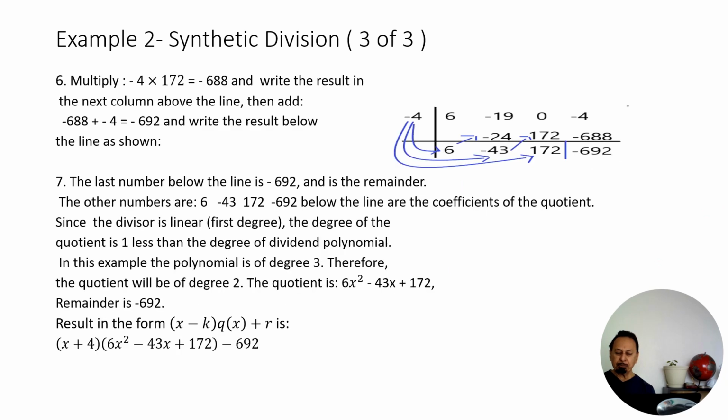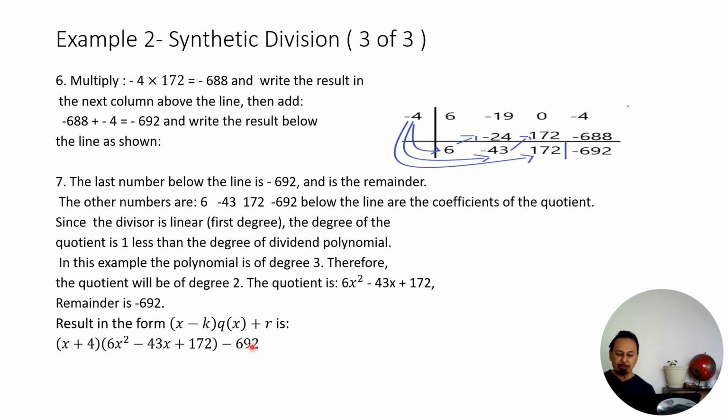Now we multiply negative 4 with 172 and it becomes negative 688. And now we add it to negative 4 and get negative 692. Now this negative 692 is the remainder. 6, negative 43 and 172 are the coefficients of the quotient polynomial. So this becomes 6x squared minus 43x plus 172.